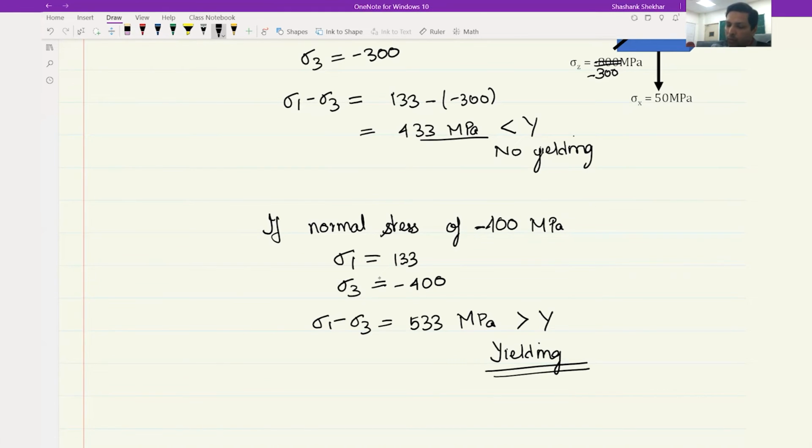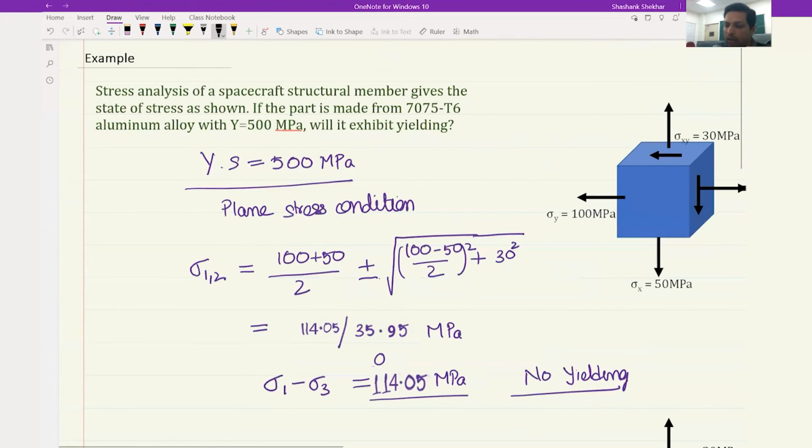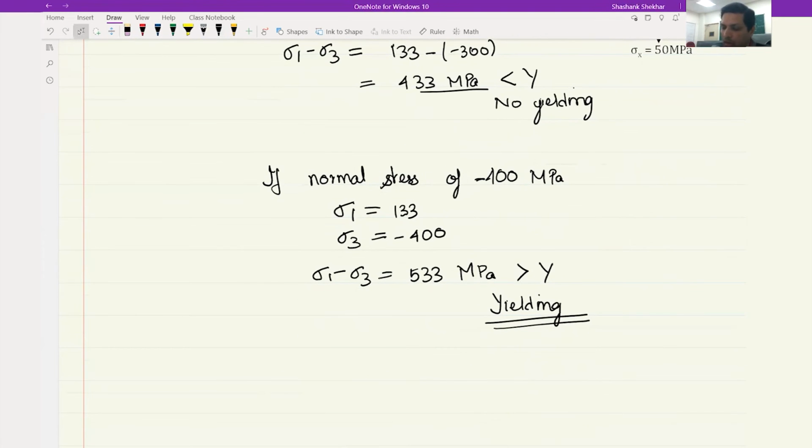Okay, so what do we see here? Even though none of the principal stresses exceeded the yield strength of the material, sigma 1 minus sigma 3 exceeded the yield strength, which is the highest shear stress. So as long as the highest shear stress is greater than the yield strength, we see yielding. That is what this particular criterion, the Tresca criterion, defines. And under this definition, we see that this will actually yield.